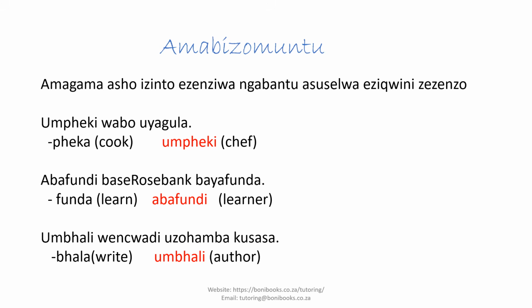Like if we look at this first sentence that I have here, umpheki wabo uyagula. Where is our noun here? It's umpheki. A chef is called umpheki because he or she cooks. Pheka is a verb, and then umpheki is a chef. Let's go to the second one.